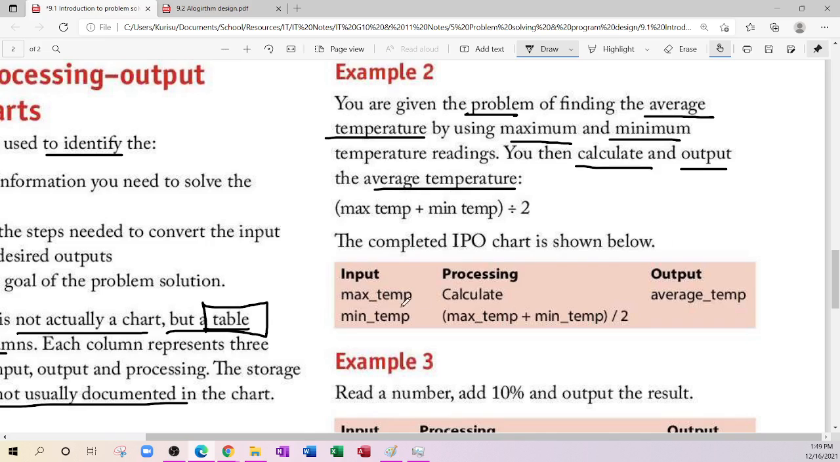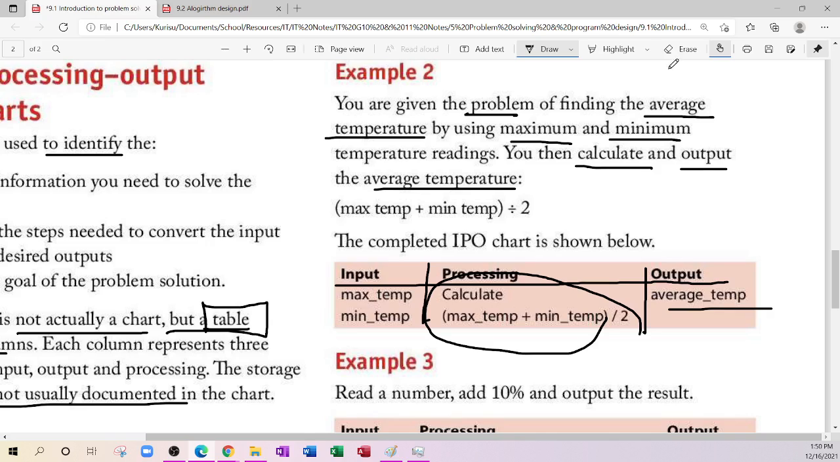So the IPO chart, we have the same chart once again. Input, you put in the maximum temperature, you put in the minimum temperature. Processing, you calculate, you say what is the calculation. So if you notice here, we have the exact calculation. We take the maximum temperature, add it to the minimum temperature, and we divide it by 2. So we have our calculation going on here. And then lastly, we output the average temperature.